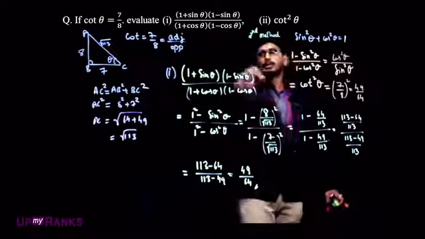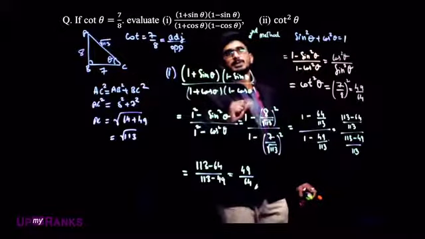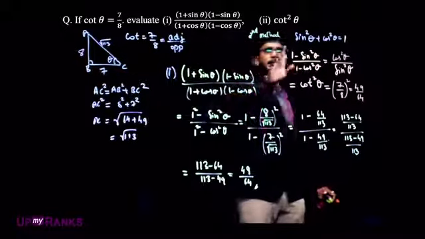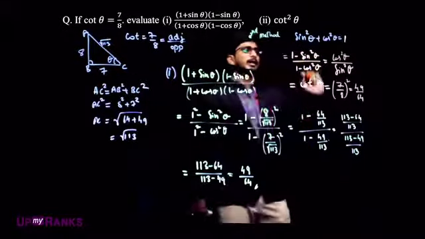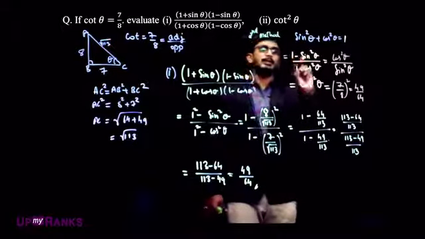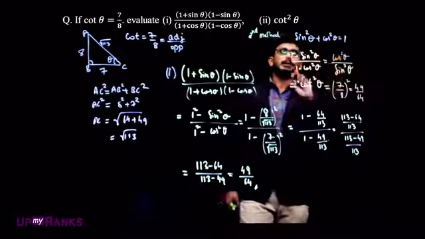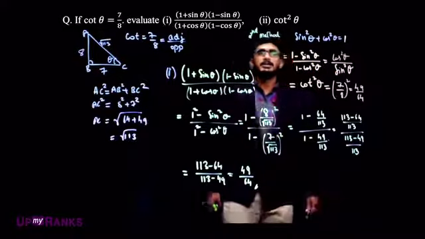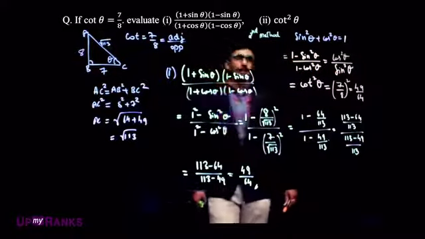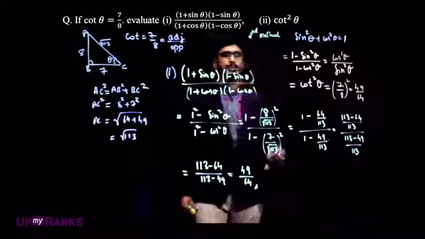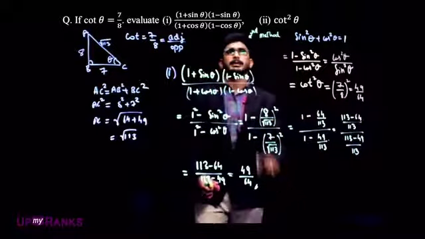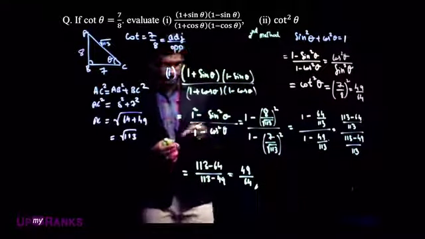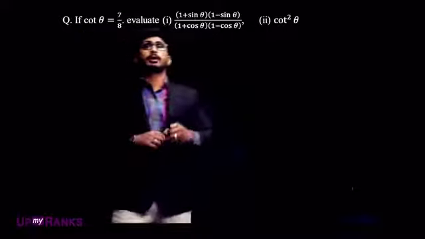If you know that (a plus b) into (a minus b) is a square minus b square, you can write it in this form. Then we can write this 1 minus sine square theta as cos square theta and 1 minus cos square theta as sine square theta. Is this clear, children? Understood? Okay. So now let's try to do the next problem, that is cot square theta. Children, what is cot square theta?